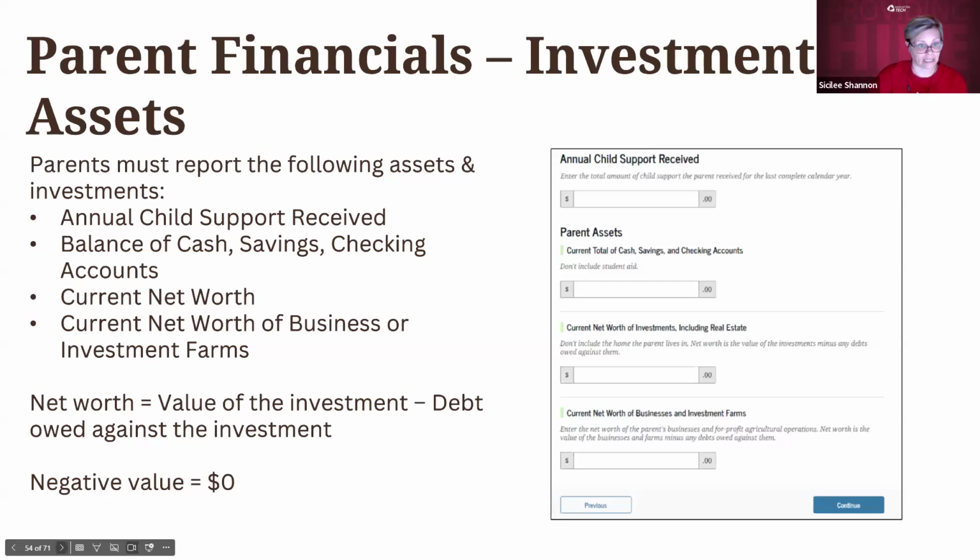So investments and assets. On the FAFSA application, parents are going to need to report the following assets and investments. It is going to ask about annual child support received. It is also going to ask them the balance of their cash savings and checking accounts, the parent net worth, and then the parent net worth of business or investment farms. To determine the net worth, it is going to be the value of the investment minus the debt owed against the investment. If it's a negative value, the parent would want to enter 0 on the tax return.